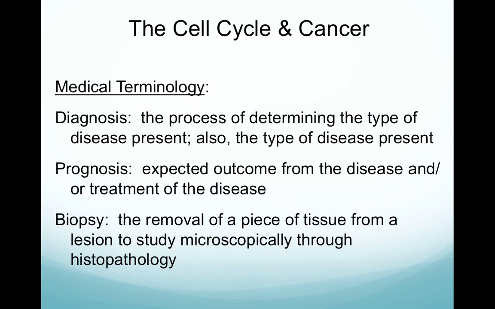The prognosis is the expected outcome from the disease and or the treatment of the disease. So if you have a sick person that has a pneumonia, the prognosis might be guarded. Guarded meaning that they could recover or they could die from it. So the prognosis is the expected outcome.